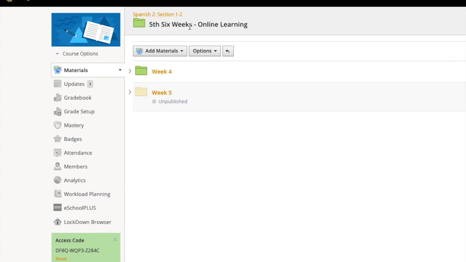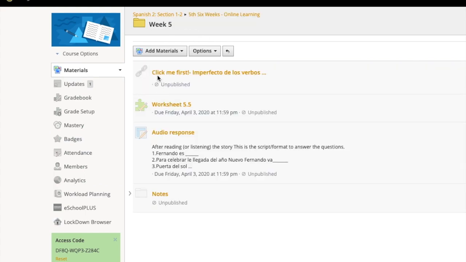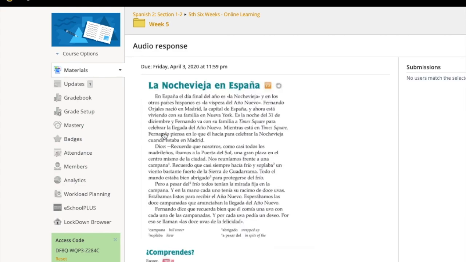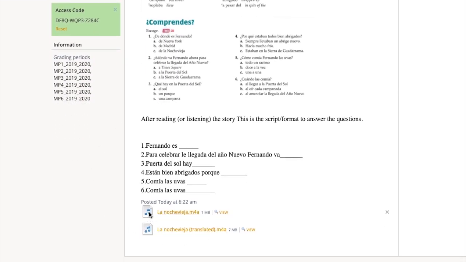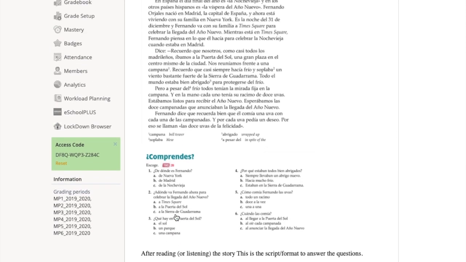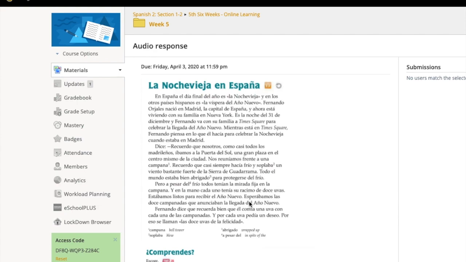So in your 5th 6 weeks folder, under week 5, under audio response, you're going to have the story right there for you to read. I know some of you like to read it on your own, but if you want to have it read to you, you're just going to scroll down. Down here, it's going to be the first one. I don't know if they'll mix up, but it's titled La Noche Vieja. And that right there is just me reading it to you from top to bottom.